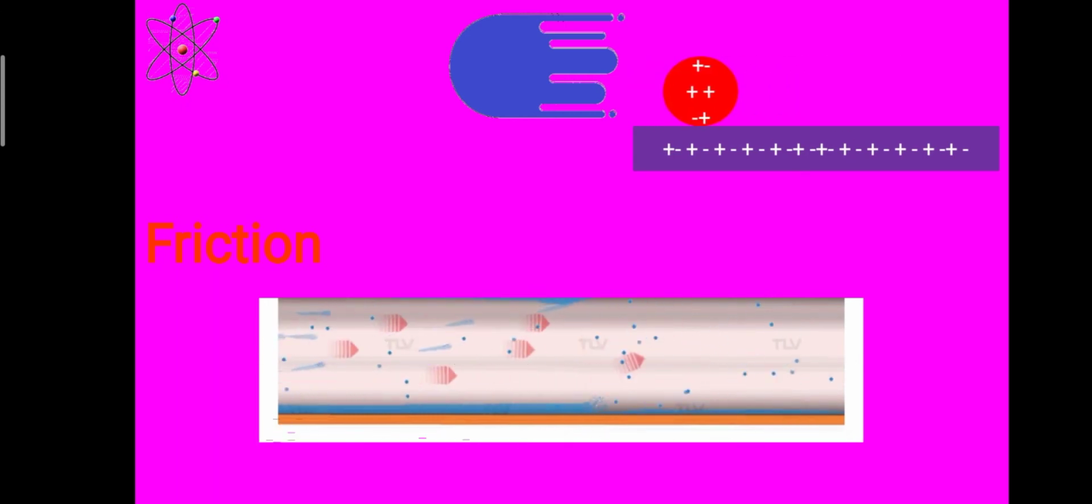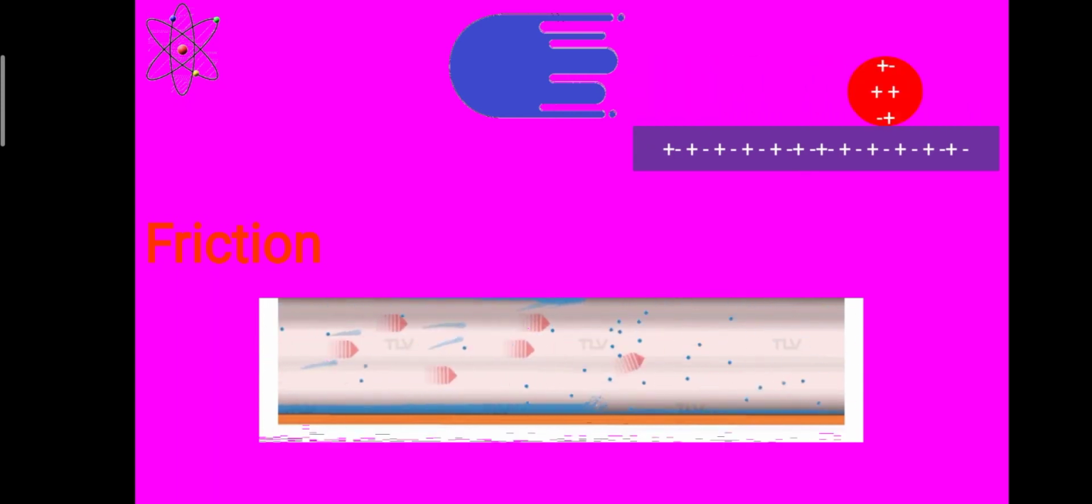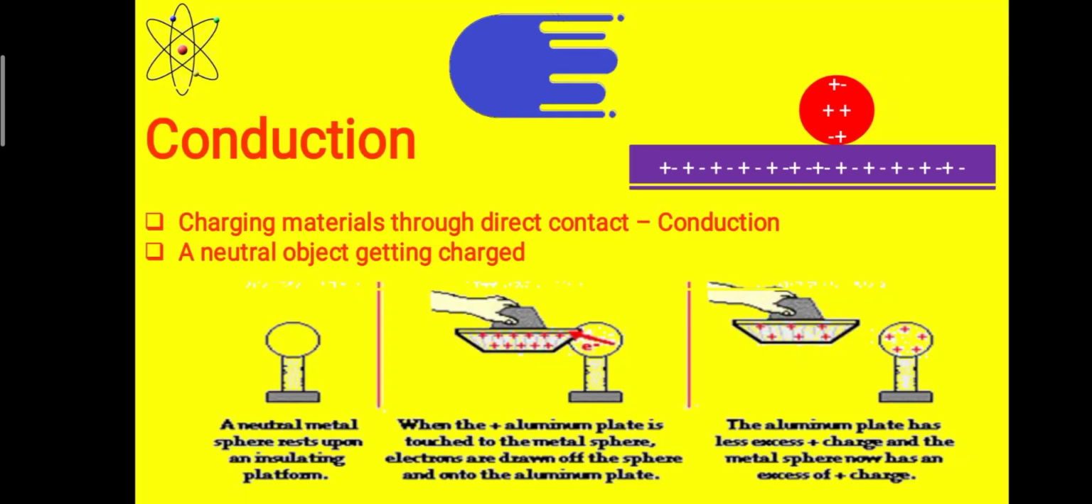Coming to friction, whenever two objects come together or pass each other, there can be friction on their surfaces. This collision can develop static generation. Normally, friction can happen in metals, solids, liquids, and also gases. Coming to conduction, charging materials through direct contact is called conduction. Here a neutral object will get charged.